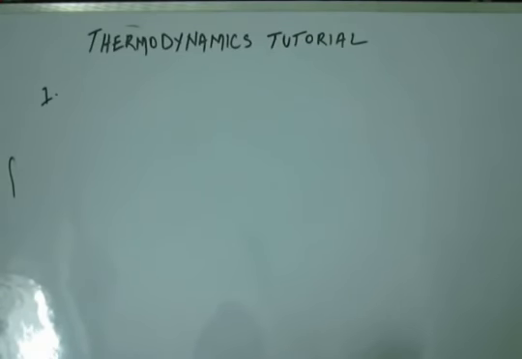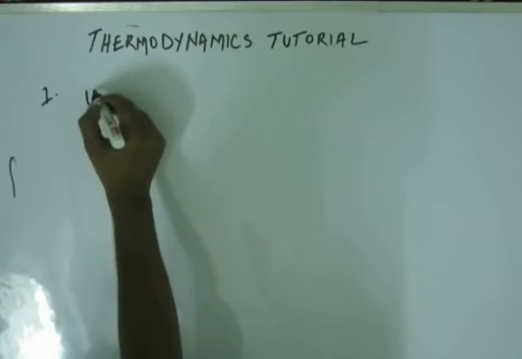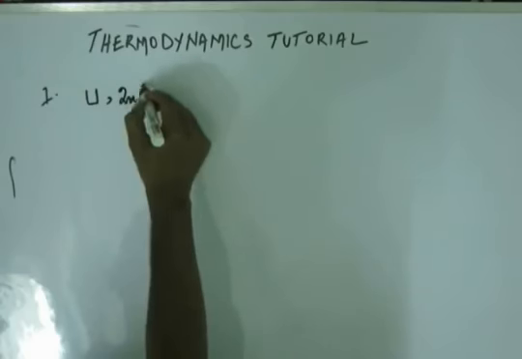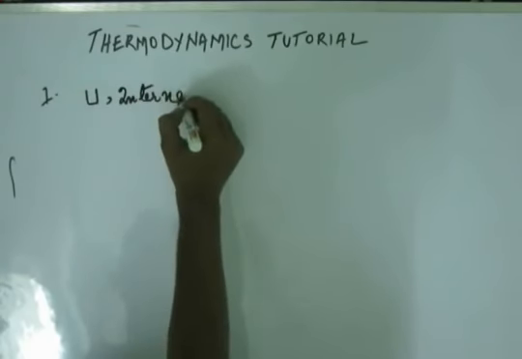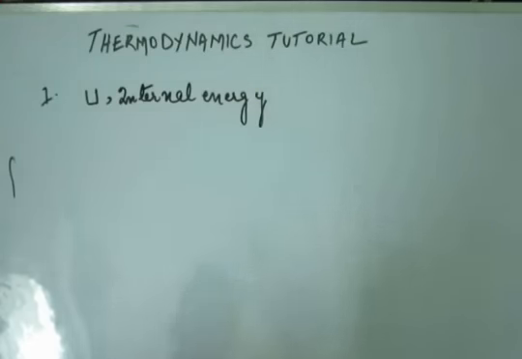So the first quantity would be internal energy, represented by U. Would internal energy be a state function or a path function? Let me make the list first and then we will discuss them one by one. In the meantime you think about it and get your answer prepared.